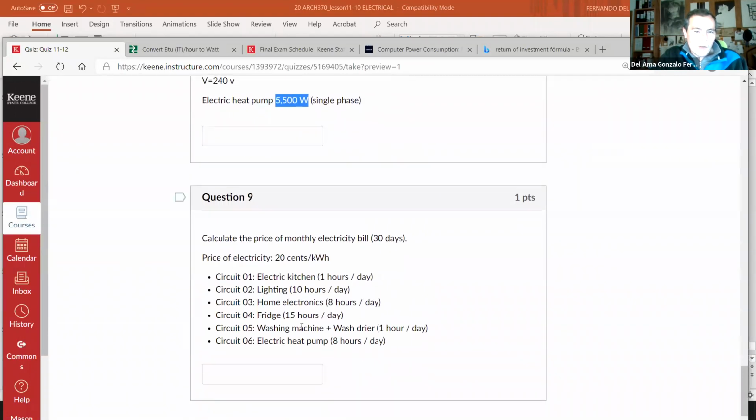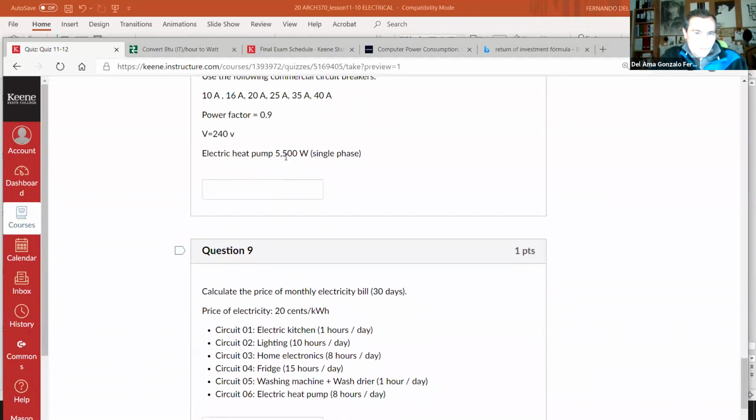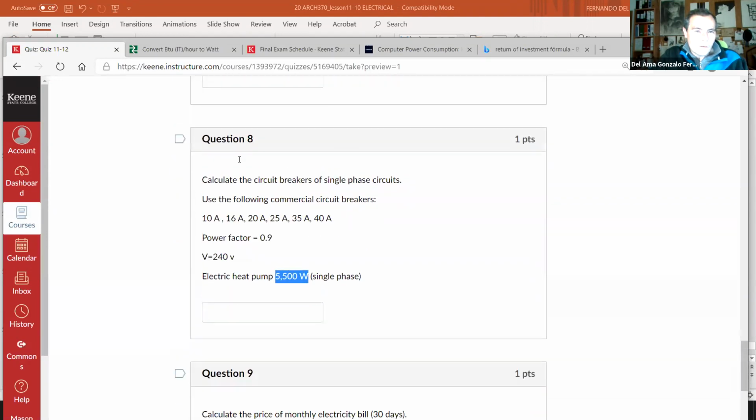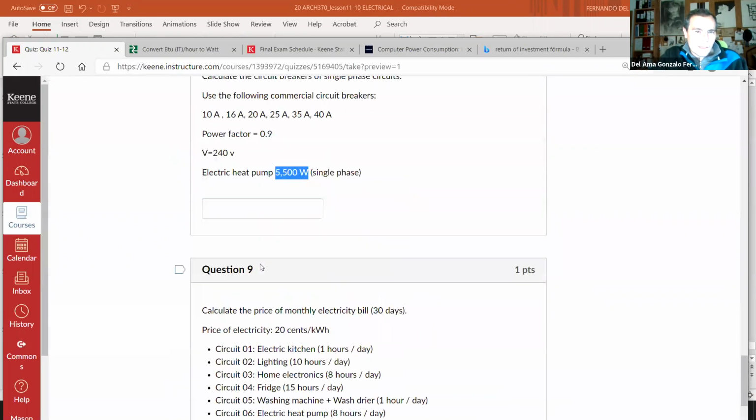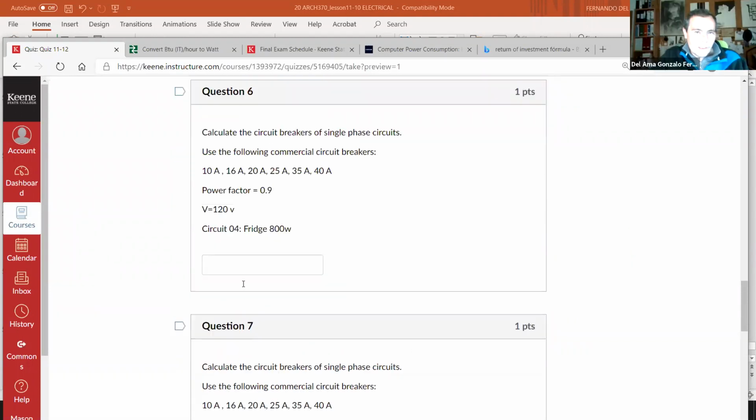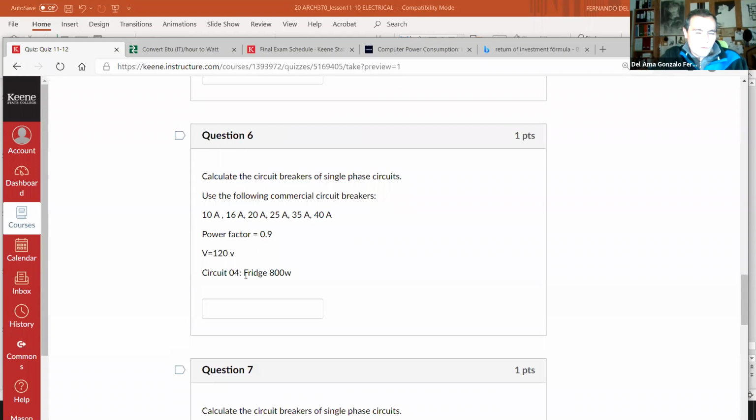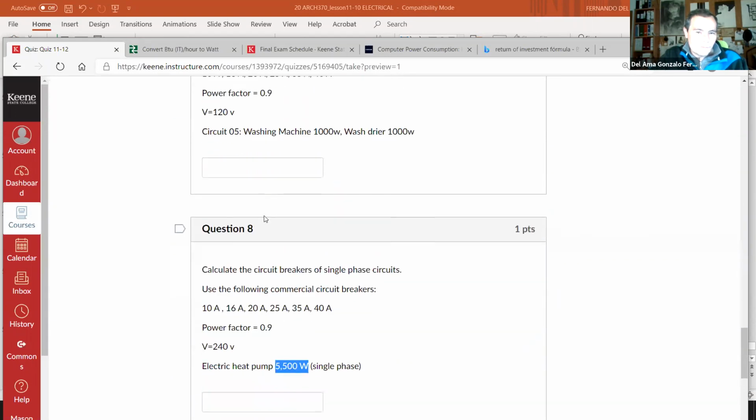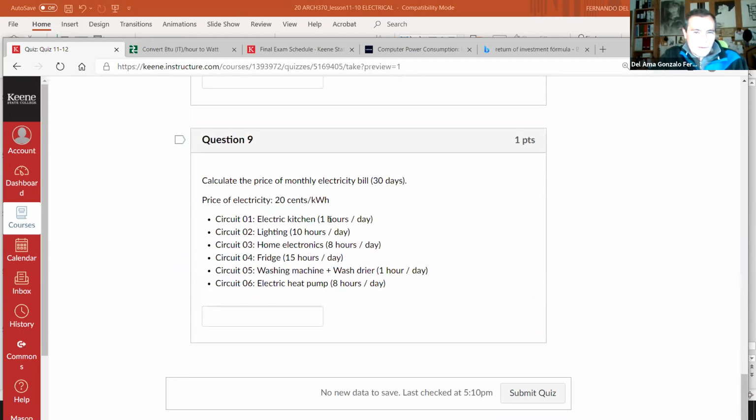So you have to go over the power that we need. Question 8 is about circuit 6. Question 7 is about circuit 5. Question 6 is circuit 4. So you have here the power, and here the hours a day that we are using all these circuits. And this is the price of electricity. This is a European price, not a United States price. 20 cents, something serious.